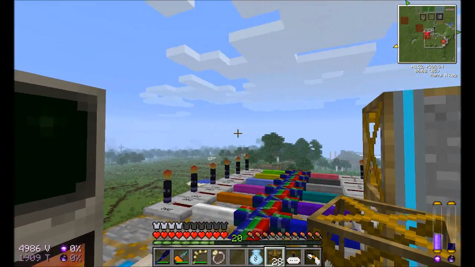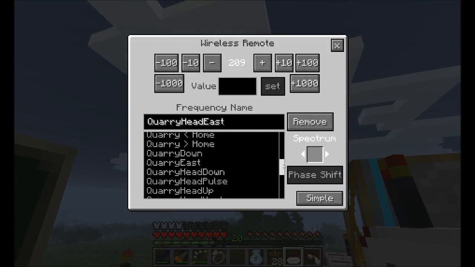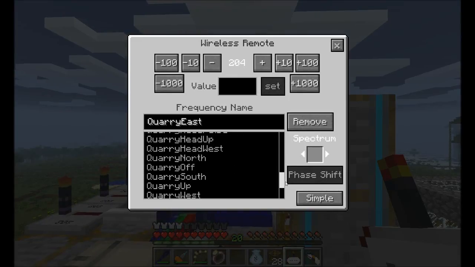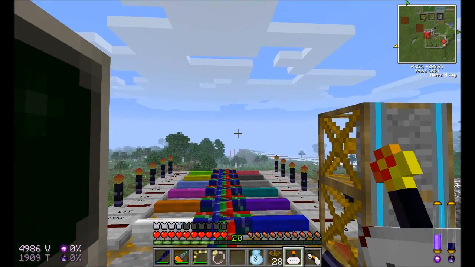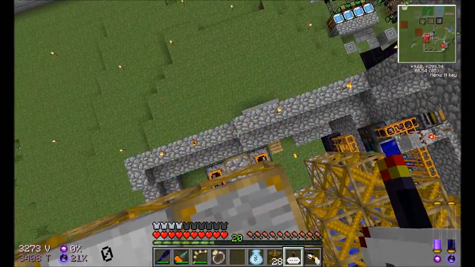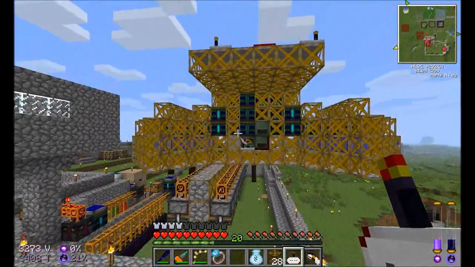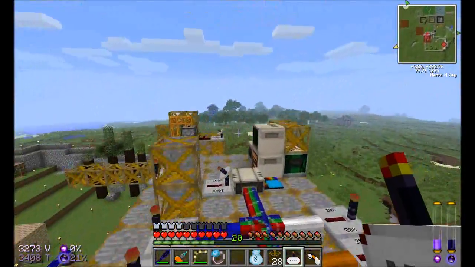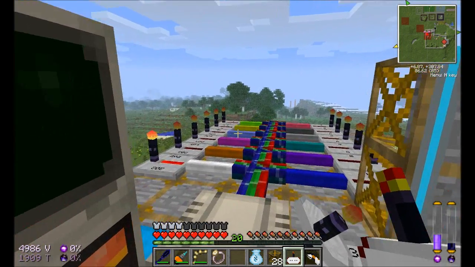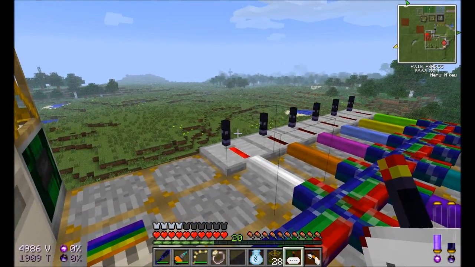So now if we type words, you can see Quarry North exists there. So I'm going to manually move the quarry west, because I don't want to run into this here, and maybe I might move it. No, alright, should be good. So, what I'm going to do is 3 times Quarry North. So that should move the Quarry North 3 times. There's 1. There's 2.